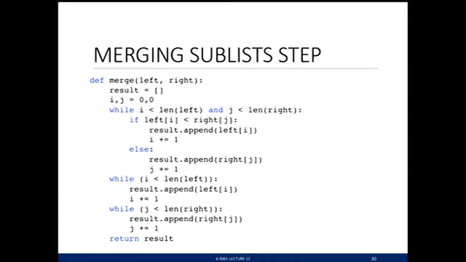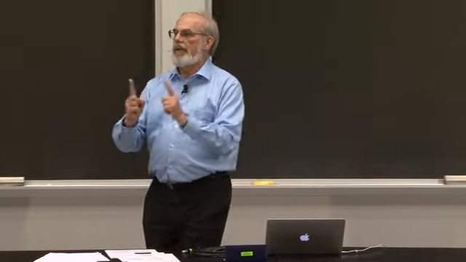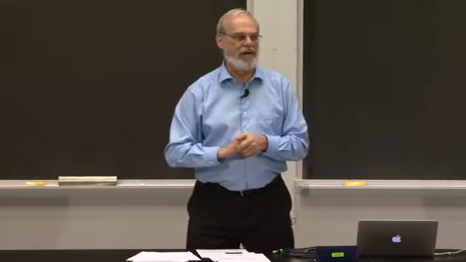And when I do, I know if I get out of here, they can't both be true. In other words, if there's still something in the left list, just put it on the end. Otherwise, if the only things left are in the right list, just put them on the end. So I'm just walking down the list, doing the comparison, adding the smallest element to my result, and when I'm done, I just return result.